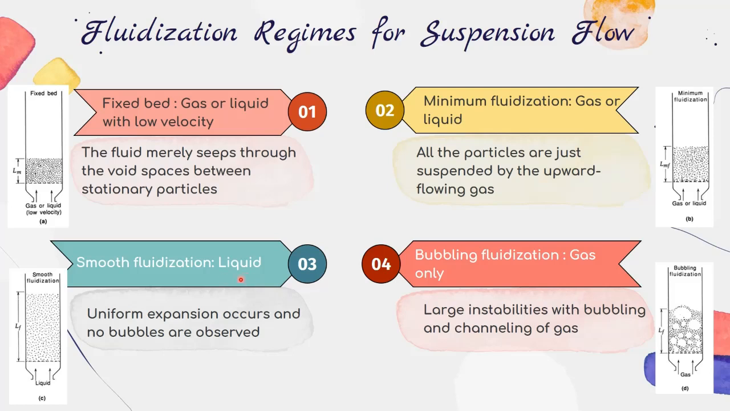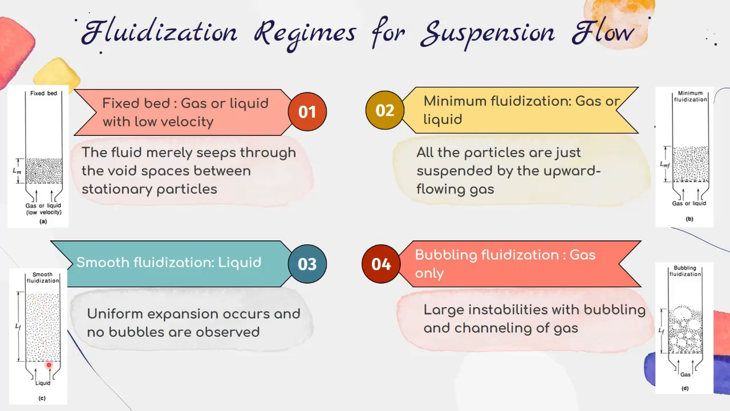A limited increase in gas flow rate above minimum fluidization can result in smooth and progressive expansion of the bed. Uniform expansion occurs and no bubbles are observed. As explained by Intan just now, if the reactant is liquid, the bed expands uniformly.